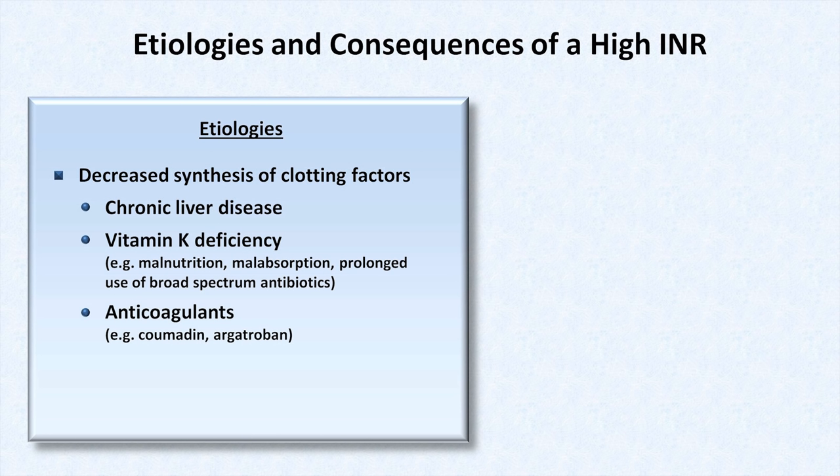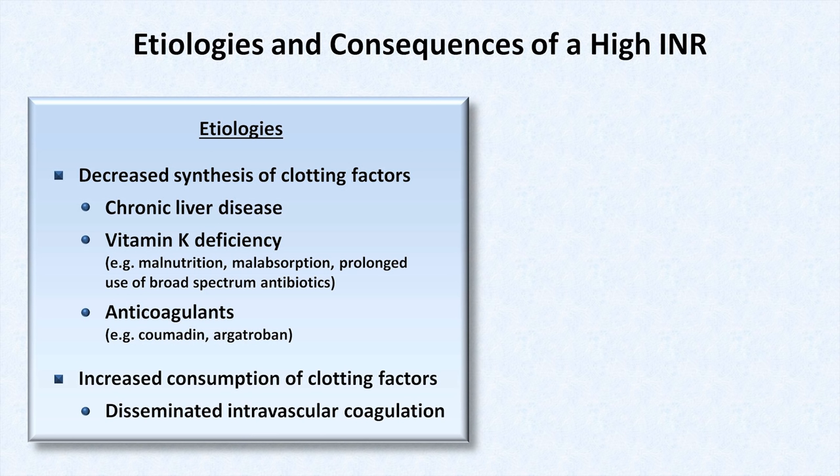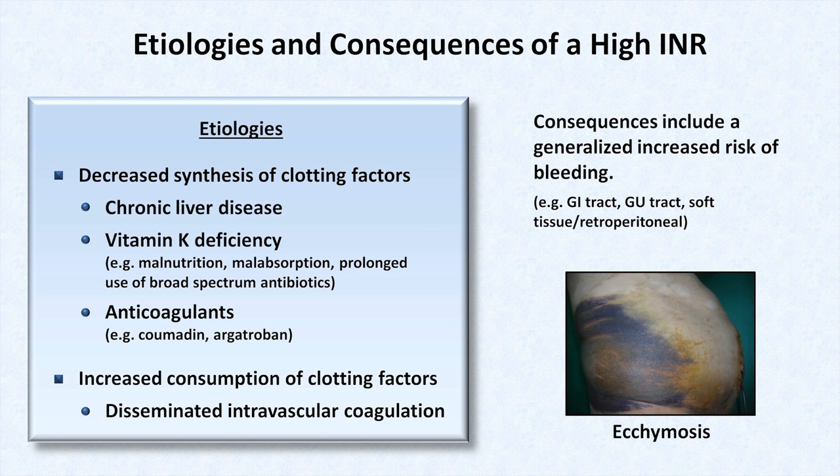And finally, in addition to decreased synthesis of clotting factors, an increased consumption of clotting factors, as seen in DIC, can also lead to a high INR. As expected, the primary consequence of a high INR is a generalized increased risk of bleeding, which can occur in the GI or GU tracts, or in the soft tissue, including retroperitoneal space. Here's a picture of a patient with a massive flank ecchymosis from a spontaneous retroperitoneal hemorrhage.